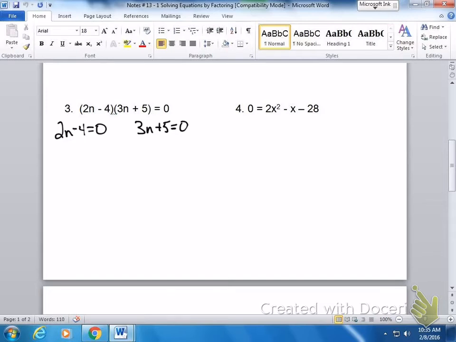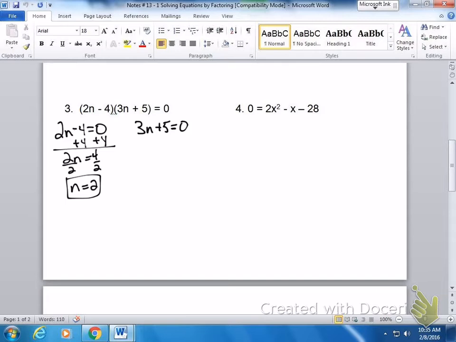Now we just need to solve for our variable. Now I want my answers in fractions. I don't want decimals. In the first one, I need to add 4 to both sides first. And I get 2n equals 4. I divide both sides by 2, and I get that n equals 2. There's one of my solutions.